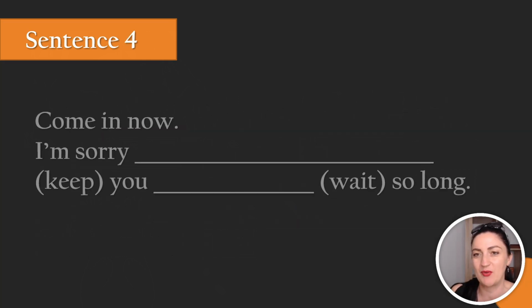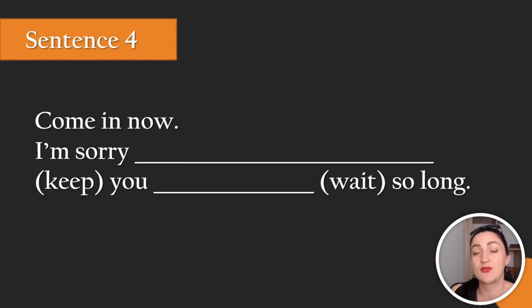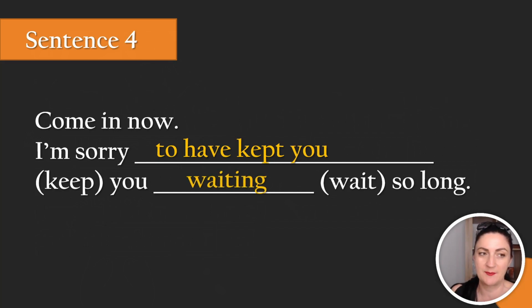Excellent. Sentence number 4. Come in now. I'm sorry keep you wait so long. If we want to apologize for something we have done in the recent past, we can use this phrase, I'm sorry, followed by the perfect infinitive. Not bare perfect infinitive, but perfect infinitive with to. The verb wait needs to be in ing form because of the collocation itself. Keep someone doing something. Come in now. I'm sorry to have kept you waiting so long.